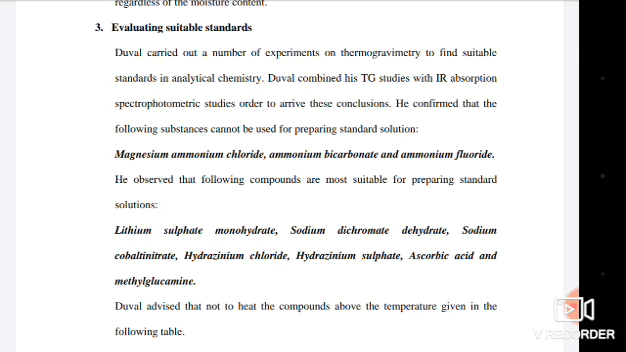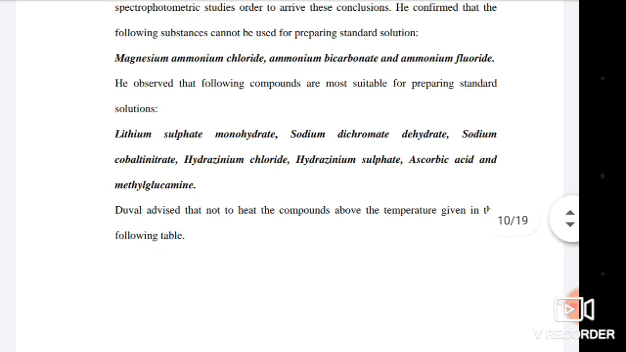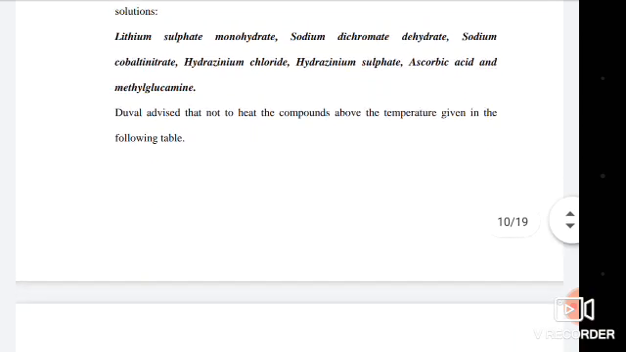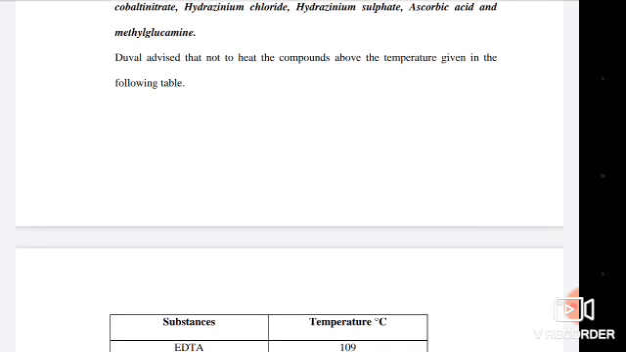He confirmed that the following substances cannot be used for preparing standard solutions: magnesium, ammonium chloride, ammonium bicarbonate, and ammonium fluoride. He observed that the following compounds are most suitable for preparing standard solutions: lithium sulfate monohydrate, sodium dichromate dihydrate, sodium cobalt nitrate, hydrazine chloride, hydrazinium sulfate, ascorbic acid, and methylglucamine. So, Duval advised not to heat the compounds above the temperatures given in the following table.